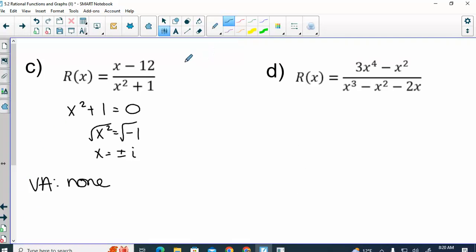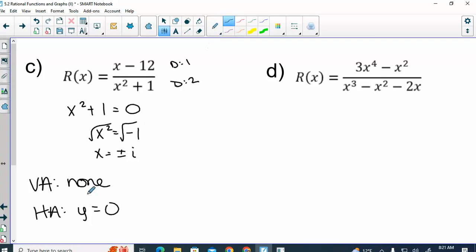Alright, let's decide if it's horizontal or oblique. What is the degree of the top? One. What's the degree of the bottom? 2. It's horizontal. So when the top is smaller, it's 0. So horizontal, y equals 0. I think you got the next one.